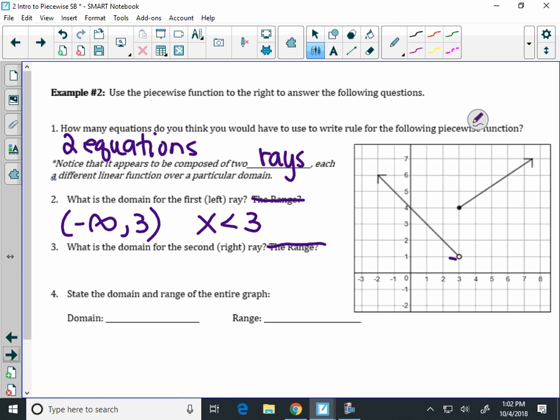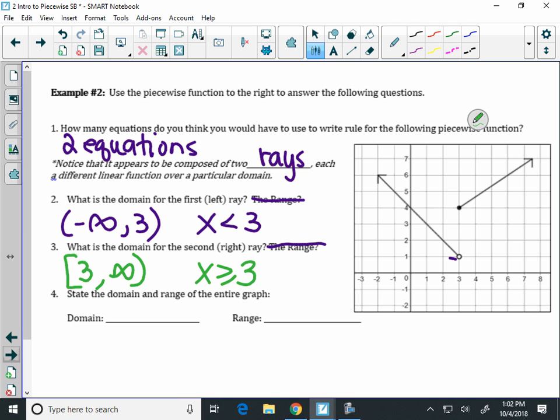What is the domain for this second part? Start at 3. 3 has a closed bracket, and that domain goes until infinity. How would I write that with an x as an inequality? All the x's are greater than or equal to 3 because there's a closed dot, and everything is to the left.